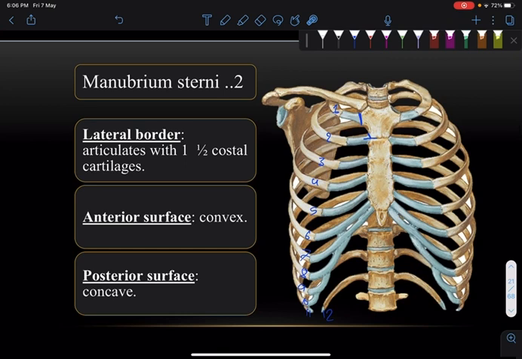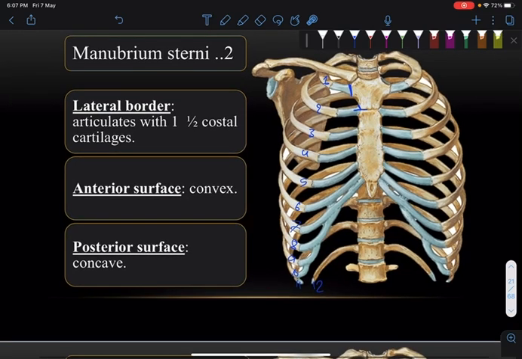Manubrium sterni 2 اللي هي lateral border of it articulates with the first costal cartilage كامل and the half of the second costal cartilage. So it articulates with 1.5 costal cartilage. One full costal cartilage of the first rib and half costal cartilage of the second rib. Okay. Anterior surface هو convex يعني محدب and the posterior surface هو concave أي مقعر. Okay. All right.